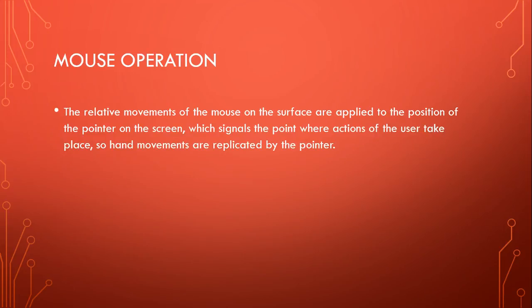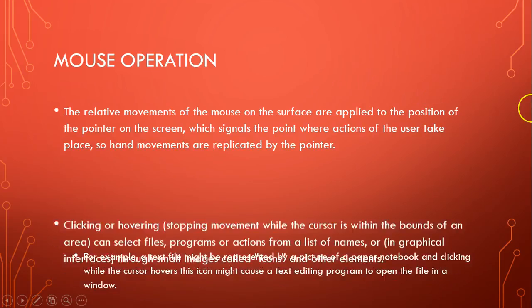Now, the relative movements of the mouse on the surface are applied to the position of the pointer on the screen, which signals the point where actions of the user take place, so hand movements are replicated by the pointer. Now, what you want to happen is going to be the position of where that mouse cursor is.